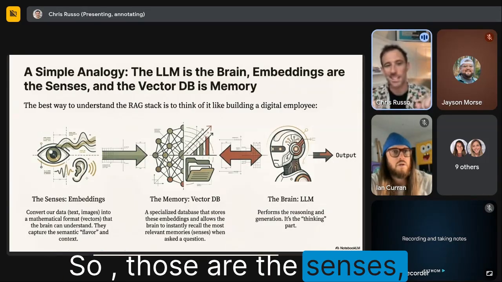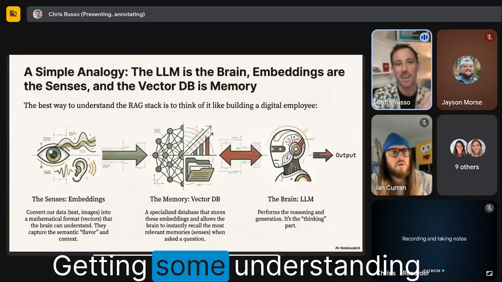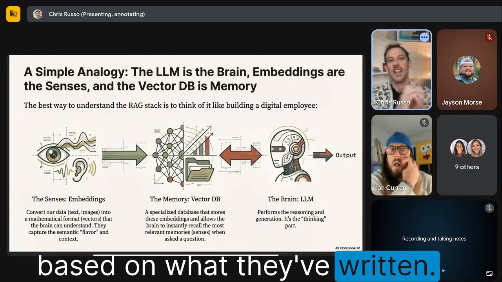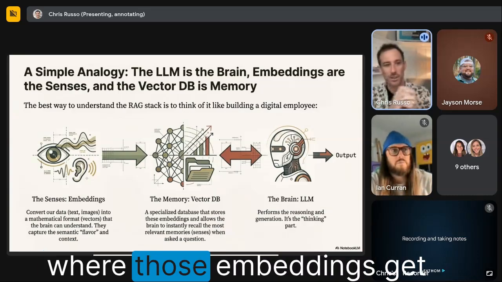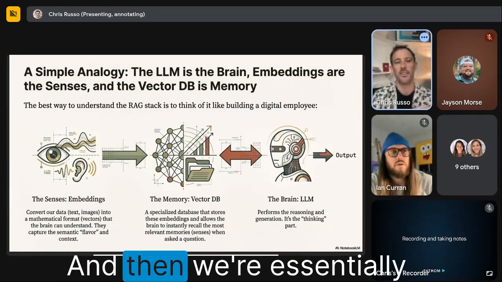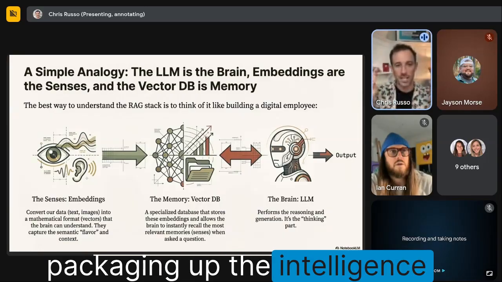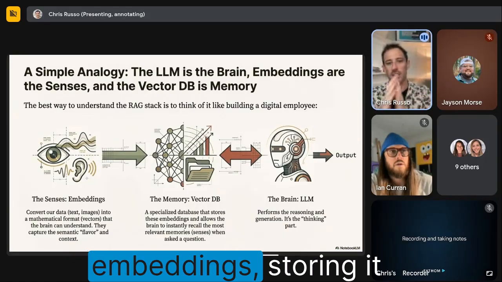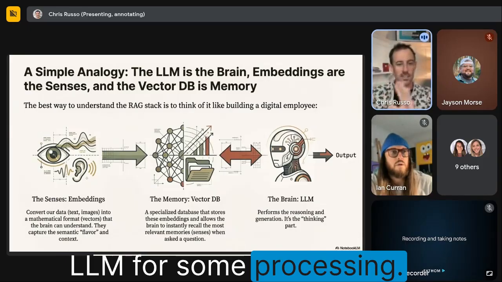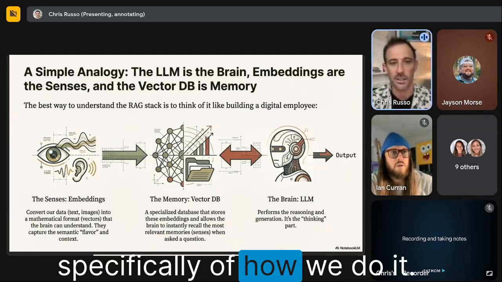So those are the senses, the smelling and the hearing, getting some understanding of people and their sentiment based on what they've written. The vector database is where those embeddings get stored. So that's the memory. And then we're essentially packaging up the intelligence that we derive from those embeddings, storing it in the vector database, and then sending it to the LLM for some processing. And we'll look at this very specifically, of how we do it.